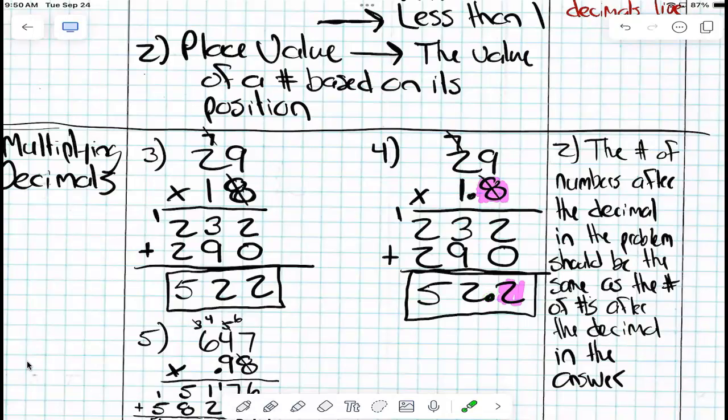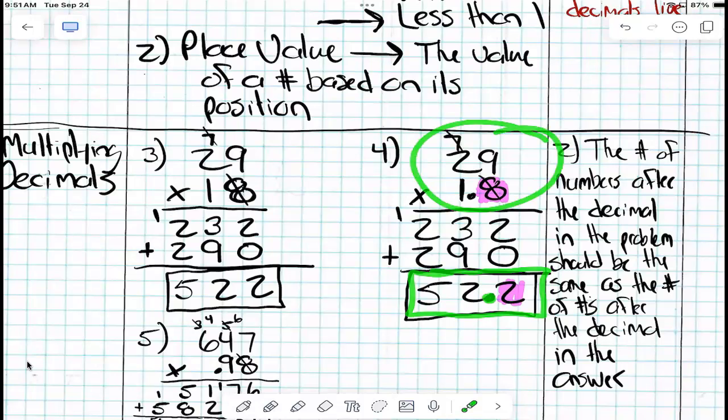How many numbers after the decimal point are there in 29? None. There's not even a decimal point, right? I mean, we have this invisible decimal point there, but there are no numbers after the decimal. How many numbers are after the decimal point in 1 and 8/10? 1, right? So when we do all of our math, how many numbers are we going to have after the decimal point in our final product, class? 1. So we put the decimal point so we have one number after the decimal.